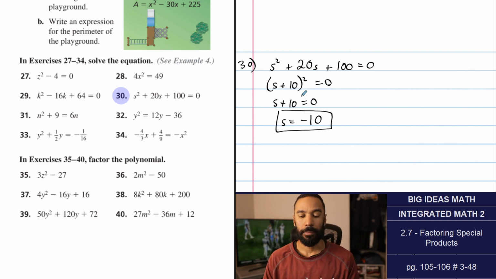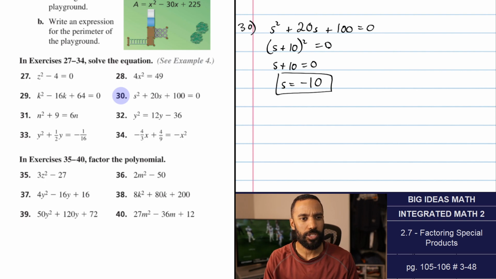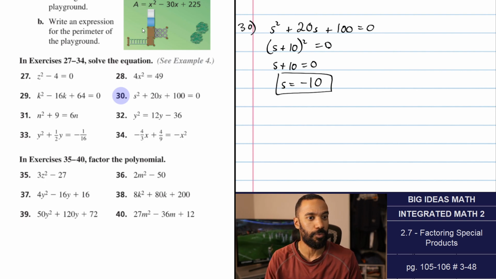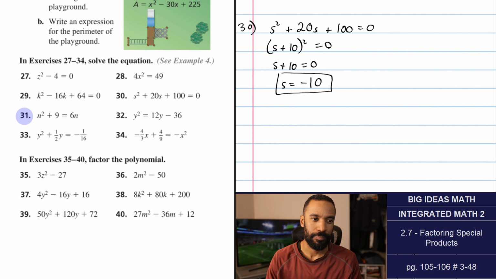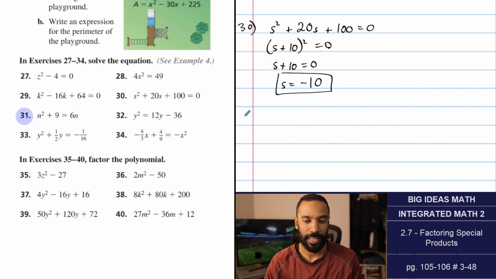We'll see. All right, number 30 was s equals negative 10. Again, just one solution on a perfect square trinomial. It has a repeated root. Can't wait till when we hit things with graphing when that actually matters.